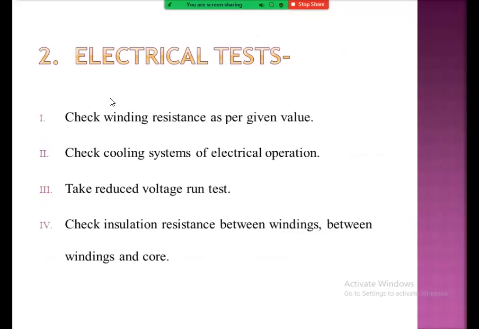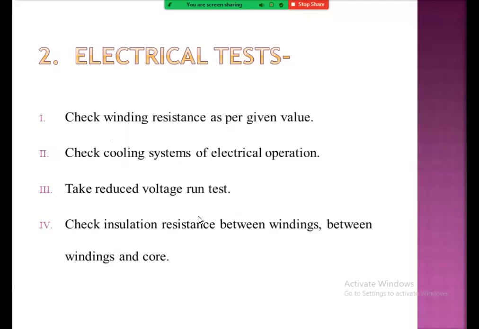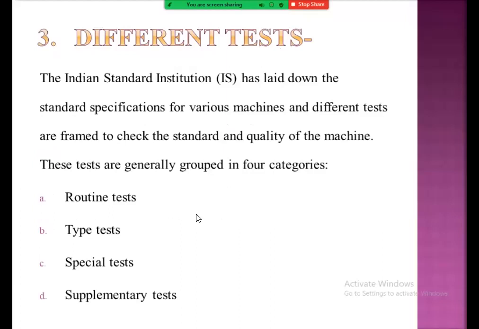So while doing the electrical test, you have to check whether the winding resistance is as per the given value or not. Then check the cooling system of the electrical machine during operation. Then take a reduced voltage run test. You can take a high voltage run test, or many more electrical tests like DC resistance test and momentary overload test. You can also check the insulation resistance between the windings, and between the windings and core. You can take many more tests, like brake test, regenerative test, or any other test.